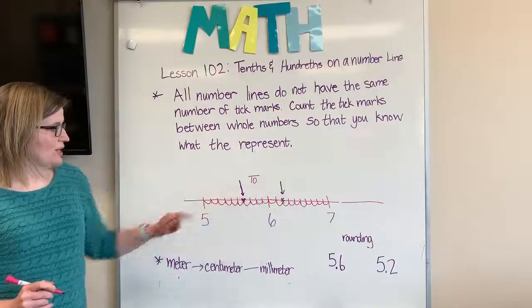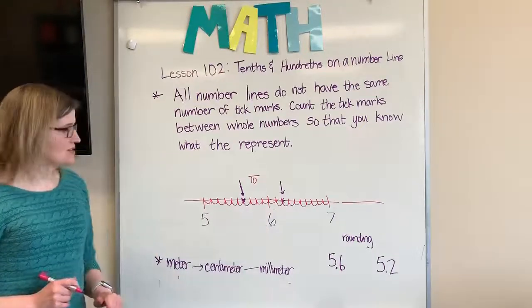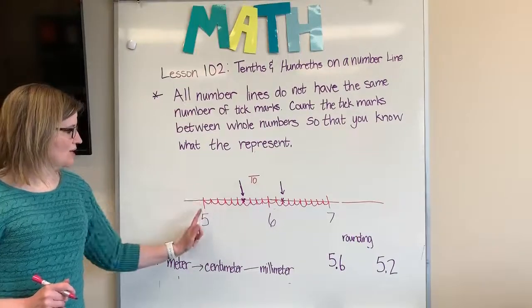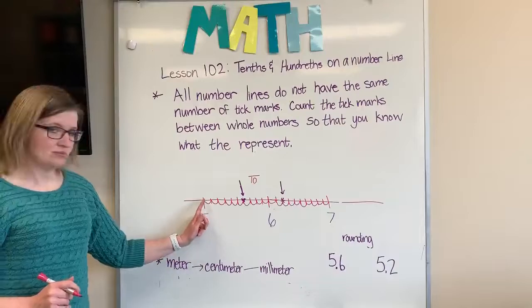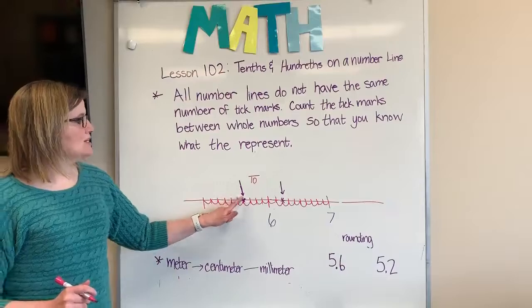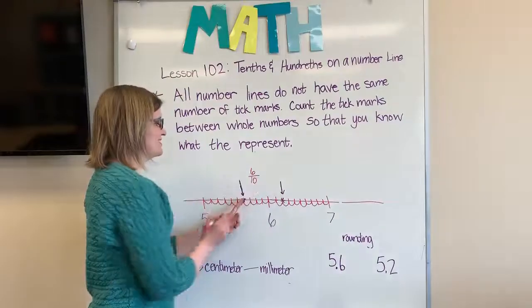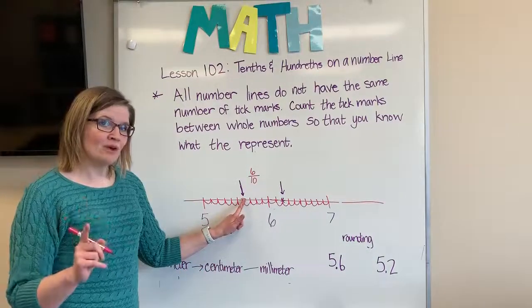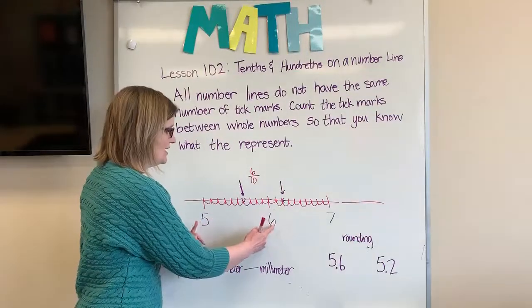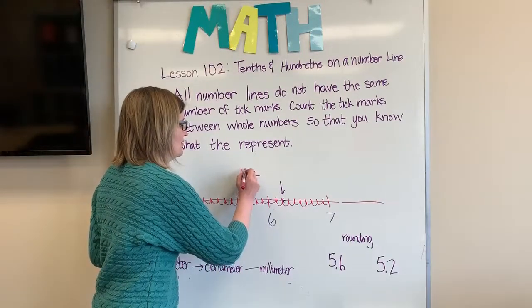Let's look at this little point here. We have 5, it's in between 5 and 6. Let's count the tick marks. And notice that I don't count the one where I'm right on the whole number, okay? So 1, 2, 3, 4, 5, 6. So I know that this point right here is 6/10. However, we need to also remember that it's in between 5 and 6. So please remember to include the whole number 5.